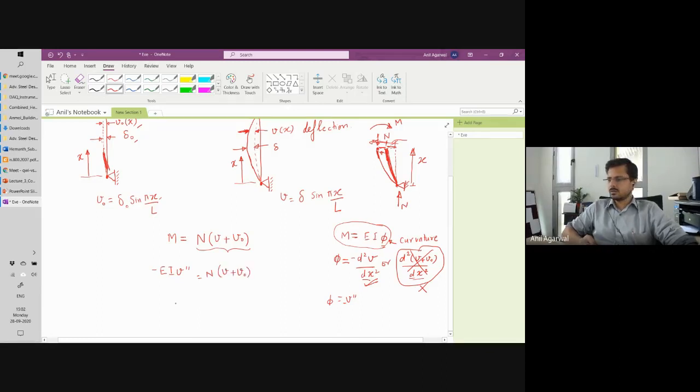By the way, this derivation is also available in your slides, so you don't have to sit down and note it down. As long as you are following it, that should be enough. Okay, some of these discussions may not be available.